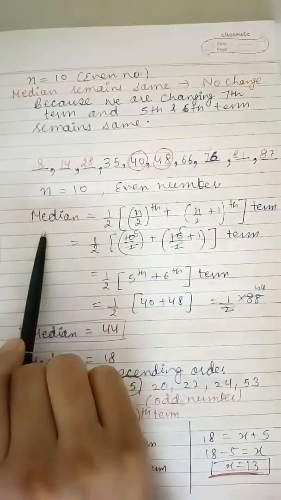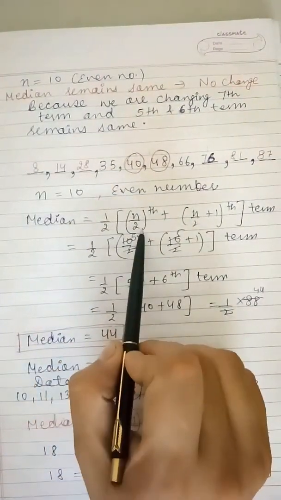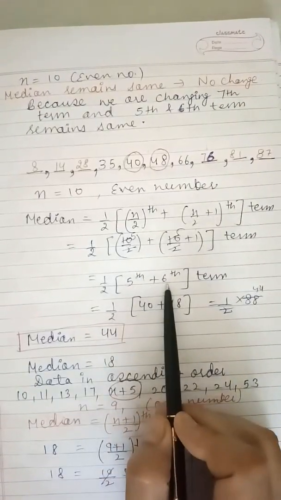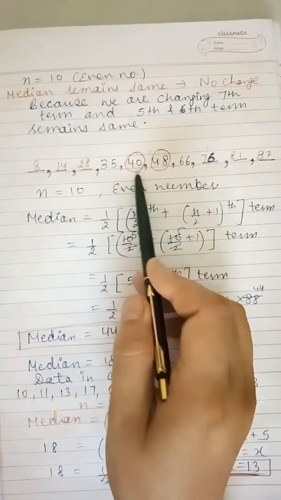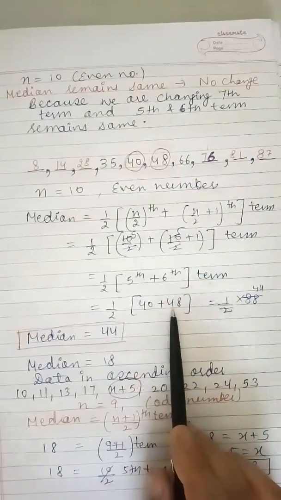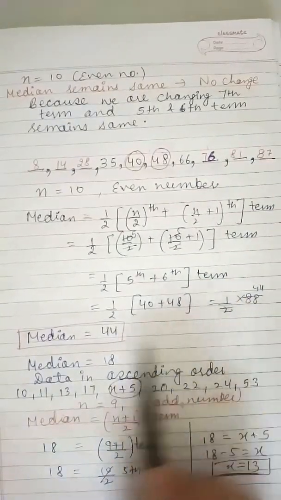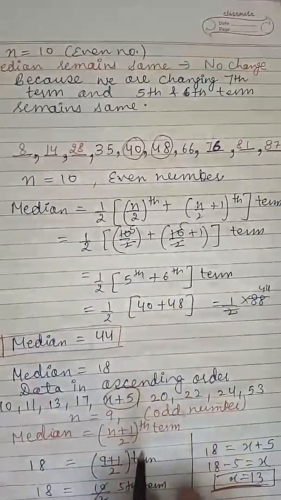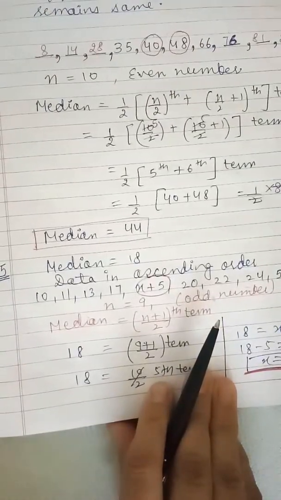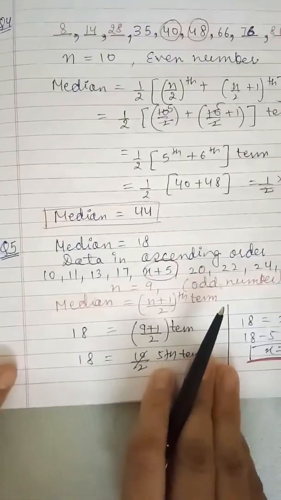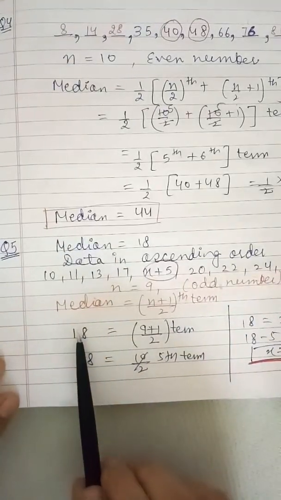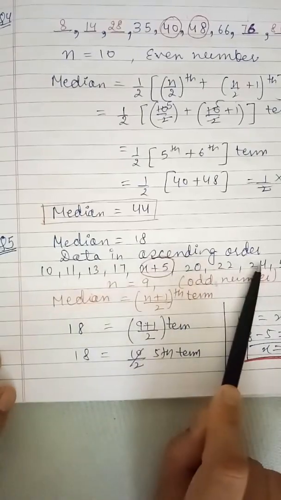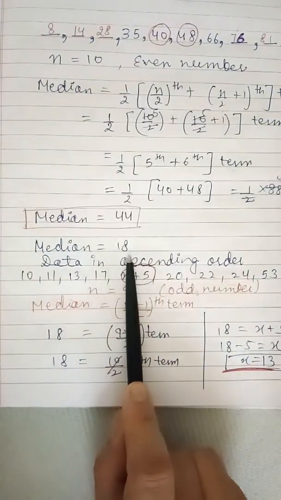We can apply the formula of median, half into n by 2 plus n by 2 plus 1th. Again we come to know these are the fifth and sixth terms. So the fifth term is 40 and the sixth term is 48. We will add them and divide by 2. So our answer is 44. Come to question number 5. In the fifth question, the median of the observations is given, and the observations are already arranged in ascending order. Here the median is given as 18.